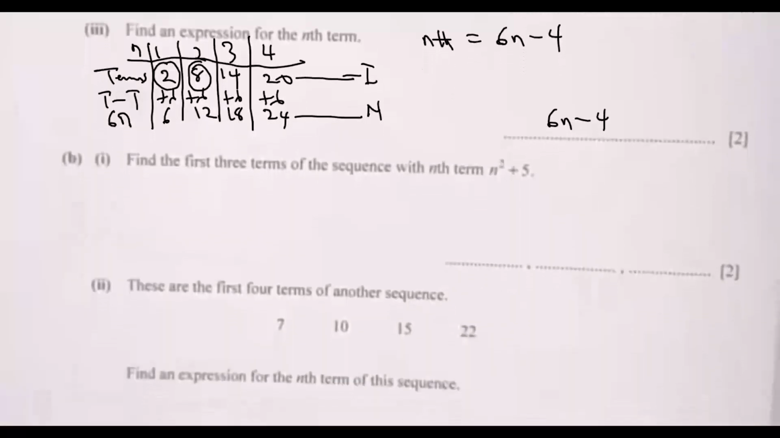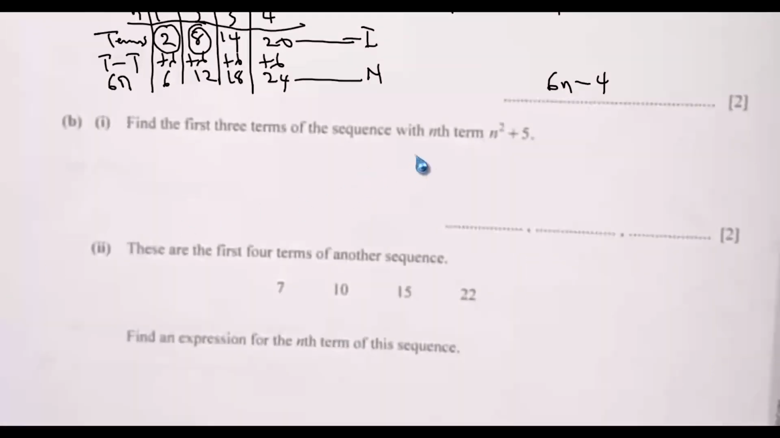Find the first 3 terms of the sequence with nth term n squared plus 5. So the first three, that means we need to find the first, second, and the third terms. When n is 1, 1 times 1 is 1, 1 plus 5, you have 6 here. When n is 2, 2 times 2, 4, 4 plus 5, 9. When n is 3, you have 3 times 3, that is 9. 9 plus 5, you have 14.